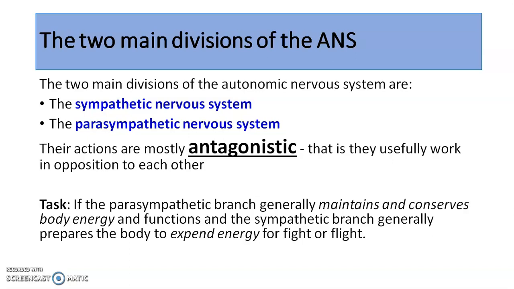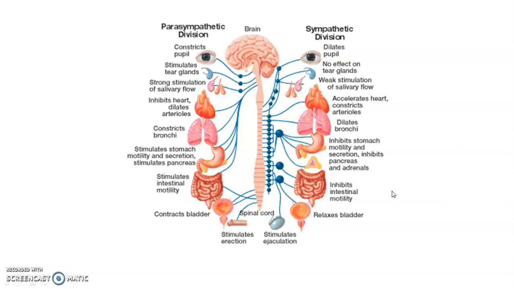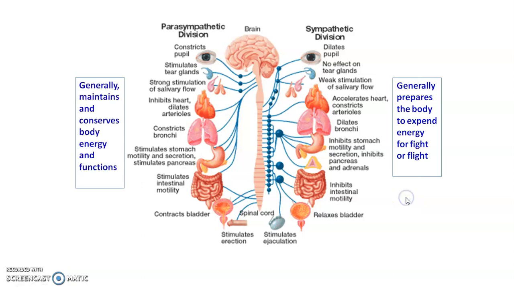Whereas the sympathetic branch prepares the body to expend energy for fight or flight. So again, our pupils will be dilated. So we need to use that energy to either make a decision of if we're going to fight or if we're going to fly, pretty much. So the sympathetic branch is important in fight or flight, but we'll get to that in a second. Okay, so again, they act in parallel, but often have opposing effects. So just take a look at that and how our body reacts to it. So the sympathetic division generally prepares the body to expend energy for fight or flight, and the parasympathetic division generally maintains and conserves body energy and functions.